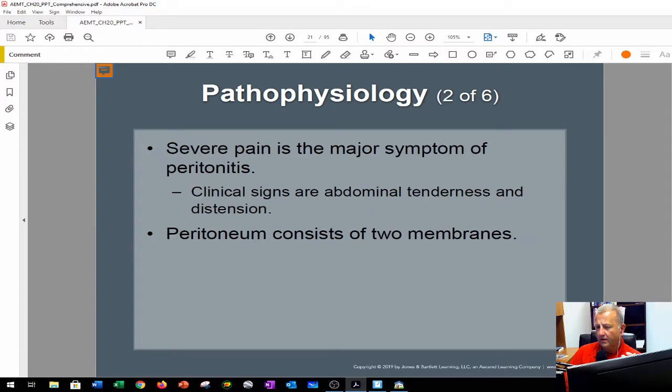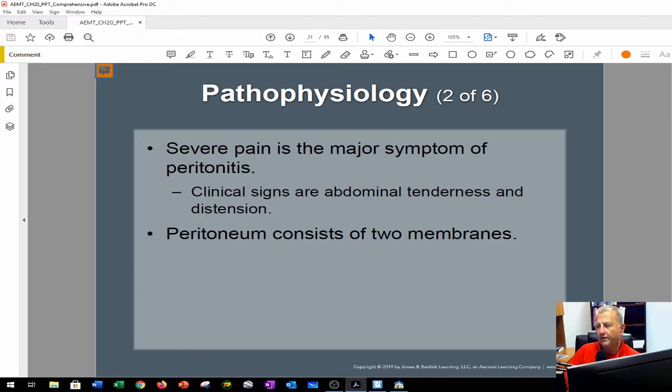Okay, so then we talk about the peritoneum and kind of break it down. The peritoneum consists of two membranes. Two membranes. We have the visceral and the parietal. So those are the two membranes, and the visceral actually covers the abdominal organs, and the parietal is more attached to the abdominal wall.